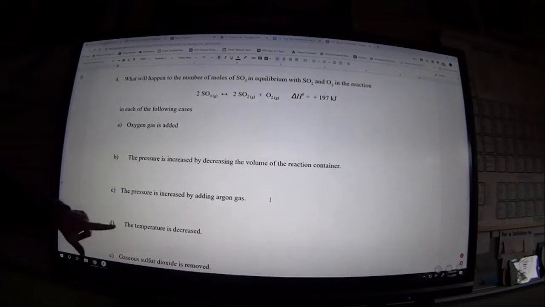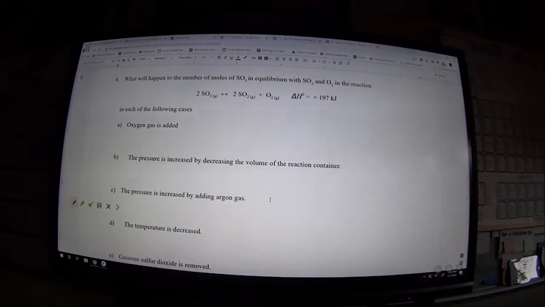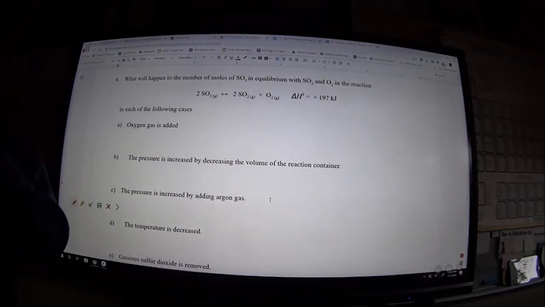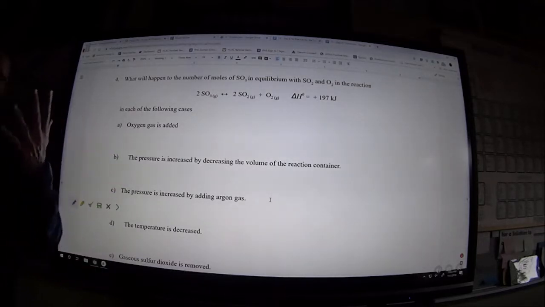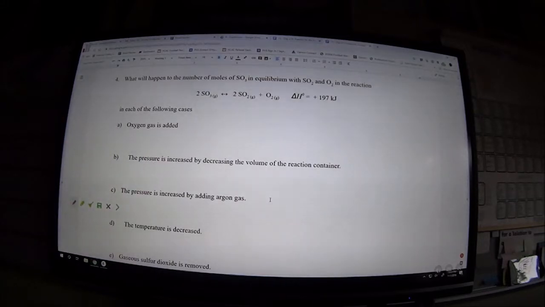All right, letter D. Finally, we're to the temperature aspect. Did we put no change for C? We put no change for C, because adding an inert gas affects the pressure on both sides, and it's not in the equation. So, all right, D: the temperature is decreased.